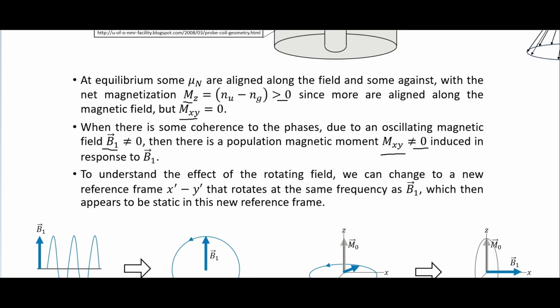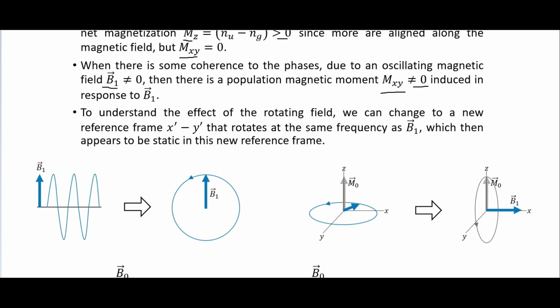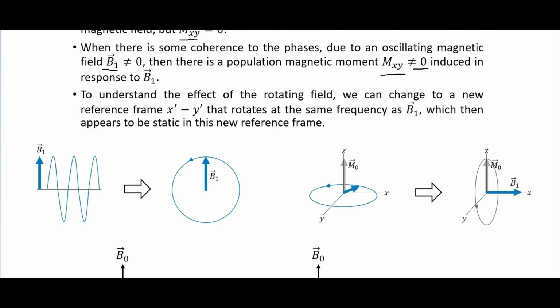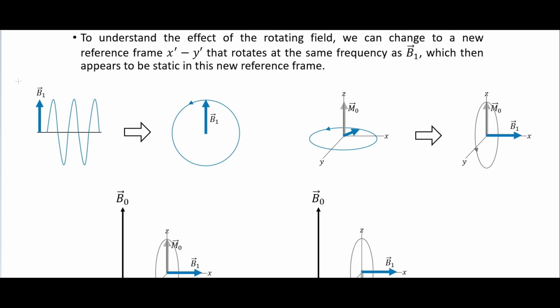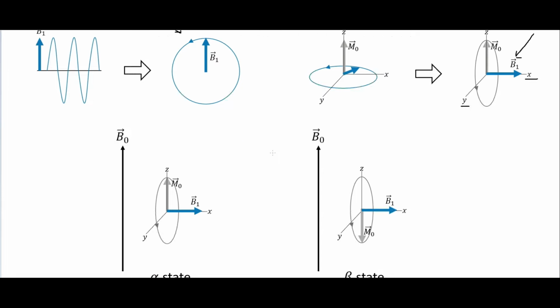And so to understand the effect of this, we can go into a new reference frame. And so what we have is, remember, our B sub 1 is rotating, so it looks like this. And so what we can do is then just change into, this should be the Y prime and X prime right here. And so now we just look at the rotation of our magnetic moment, essentially. So we turn on this B1 right here, and we induce a rotation on this magnetic moment here.